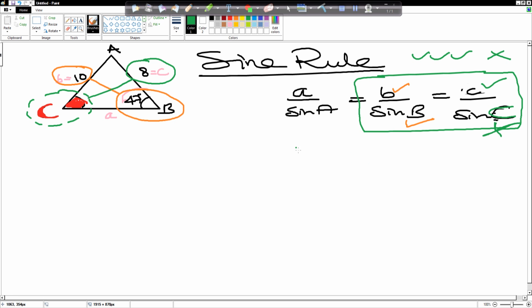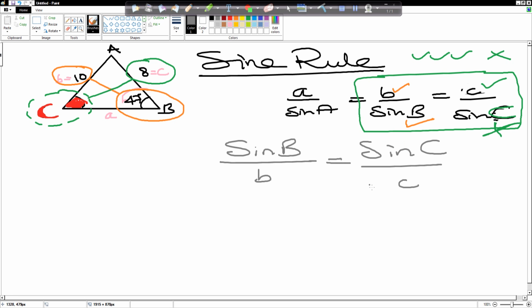So we can rewrite it as, this part gets rewritten right over here. When we flip the formula upside down, the sine B comes to the top and the little b goes to the bottom. The sine C comes to the top, and little c comes to the bottom. That makes it easier for us to work out the big C. The big C needs to be at the top, not at the bottom. Otherwise, there's a lot more moving about.